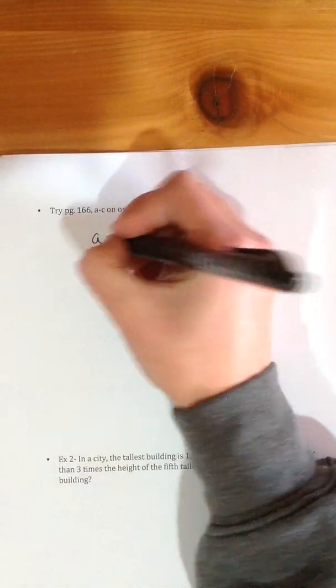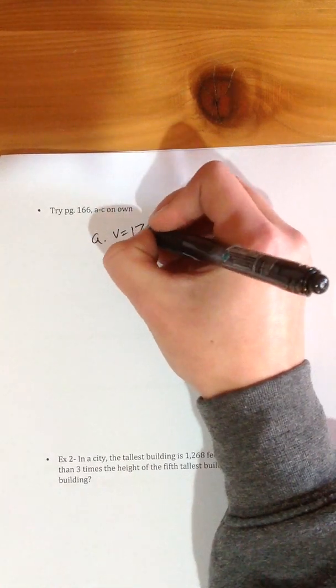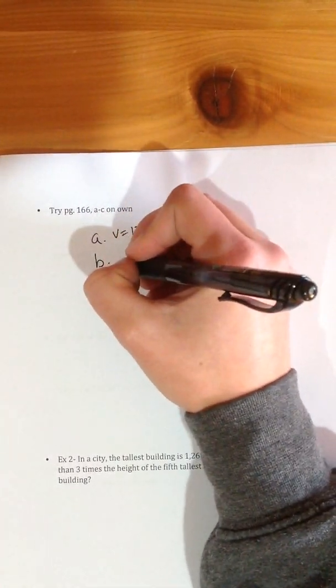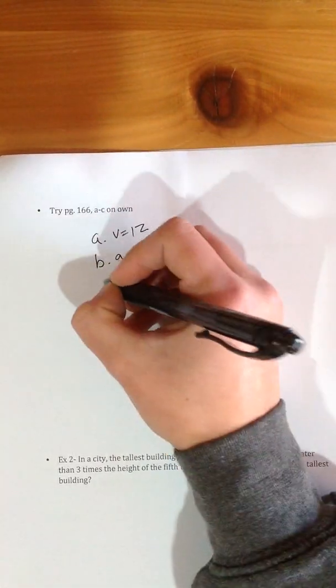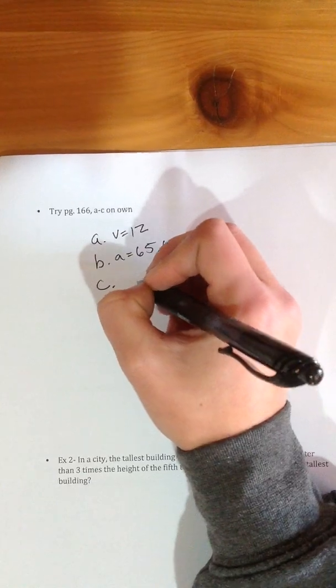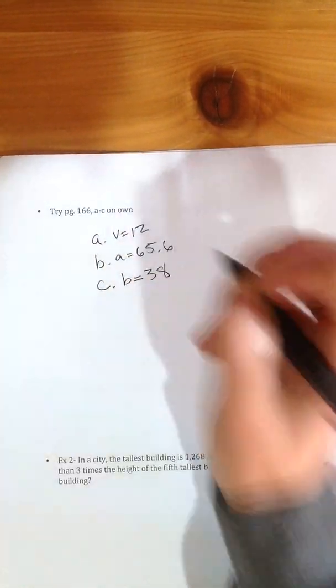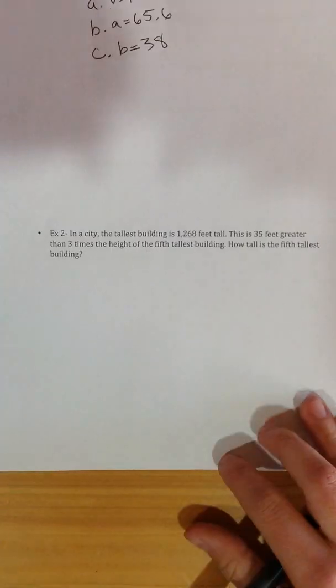So for A, you should get V is equal to 12. For B, you should get A is equal to 65.6. And for C, you should get B is equal to 38. So hopefully you got those. Alright, we'll try out another one here.